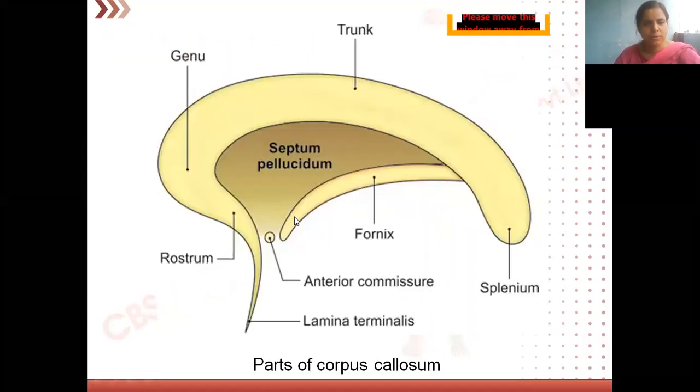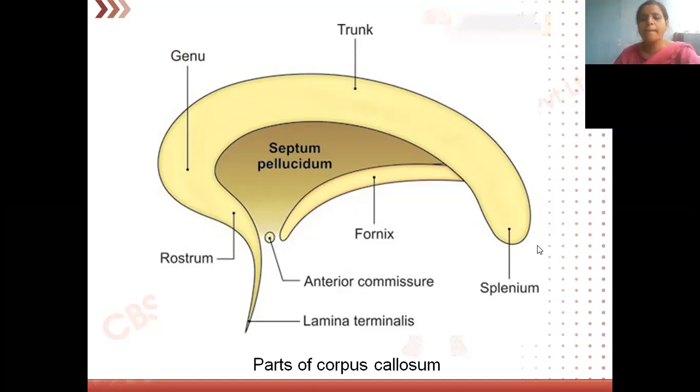Now, if you just look at this picture, the corpus callosum is exclusively shown, and you are shown where exactly the anterior commissure is present. It is actually present just behind the rostrum, connecting the right and left frontal lobes of the cerebral hemispheres.